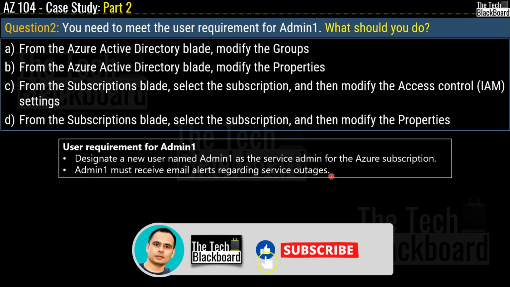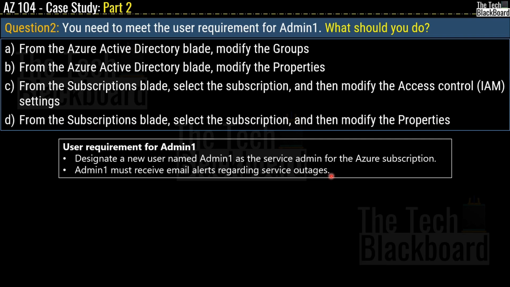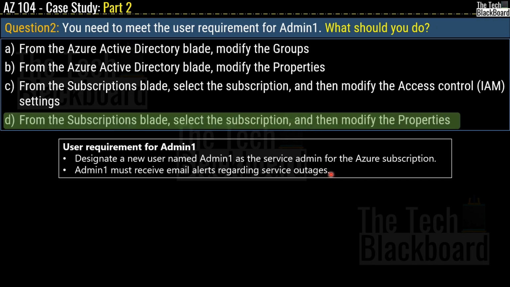So friends, whenever you are given case studies, please read the requirement section very carefully. Microsoft will not clearly outlay which user requirement it is talking about. That is you who has to make that decision. And that's why I'm showing you how the requirements are getting mapped with the question and with the answer. So let's check out the answer for this question. It is option D. From the subscription blade, select the subscription and then modify the properties.